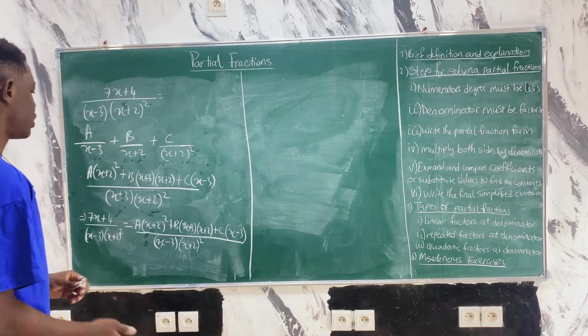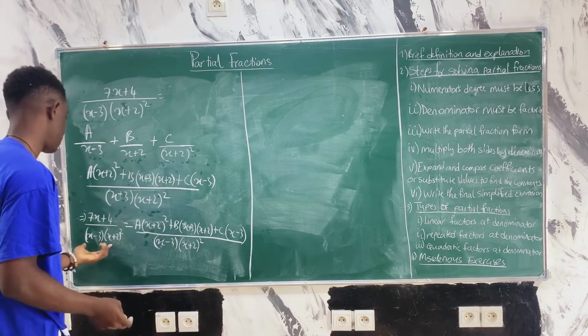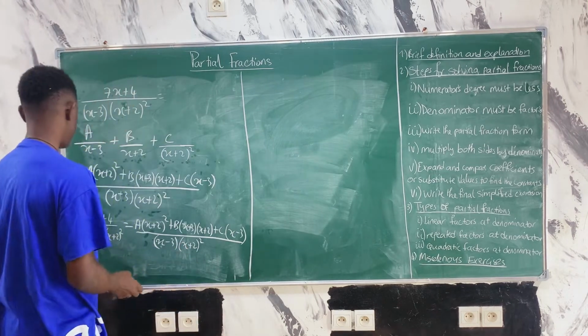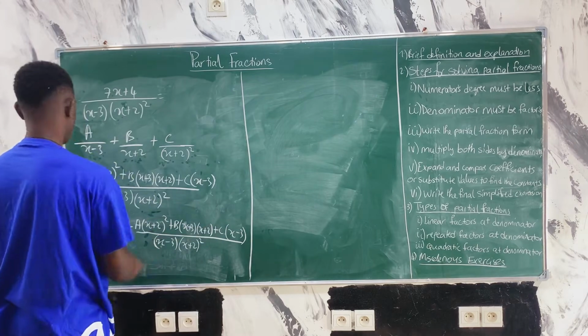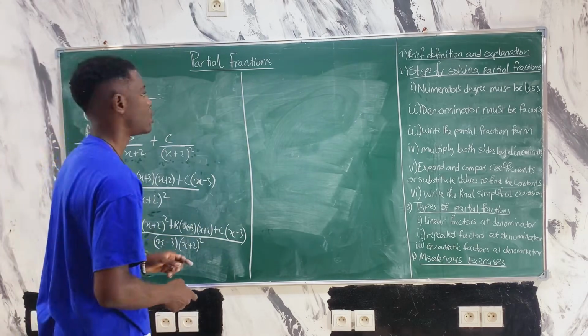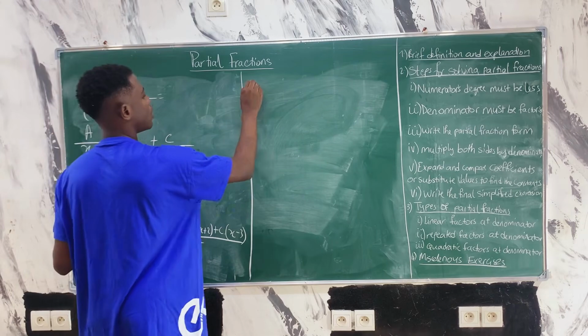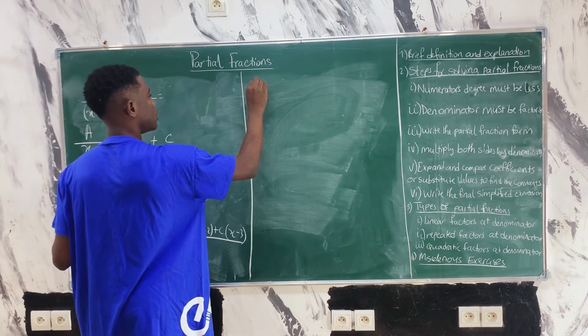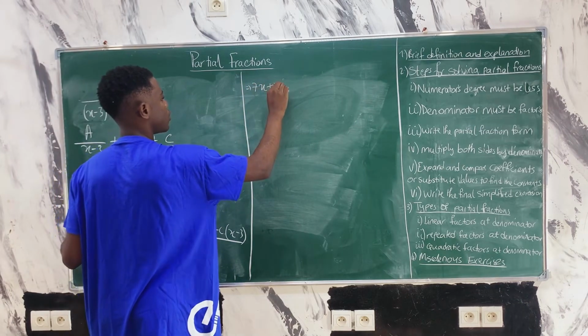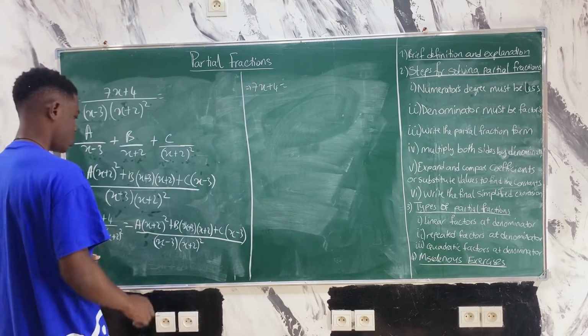So, following our previous videos, we see that this will cancel this and we'll be left with just the upper part. The numerator will be equal to the numerator here. So, if I write it, I'll have 7x plus 4 is equal to the numerator here.